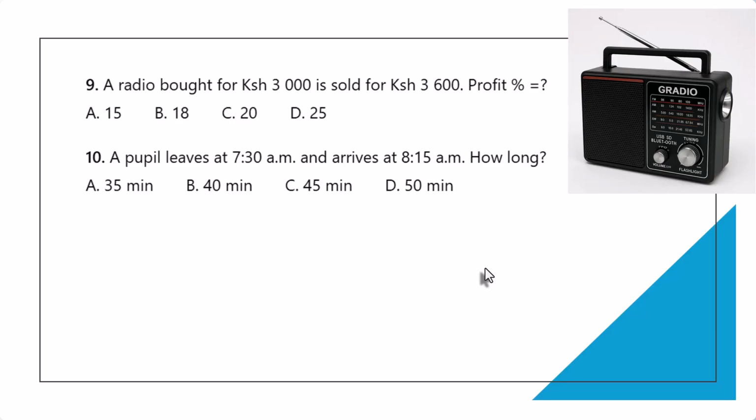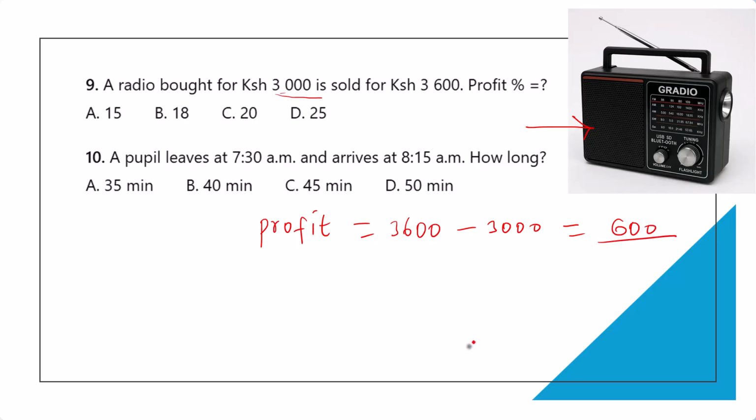So I hope that you paused the video and tried question 9. Now, somebody bought this stereo, this radio here, and then sold it later. He bought it for 3,000 Kenyan shillings, and sold it for 3,600 Kenyan shillings. So let's work out how much money he made. How much money you make when you sell things that you bought is the profit. And that's going to be 3,600 take away the 3,000 you used to buy it. So this person made 600 Kenya shillings.